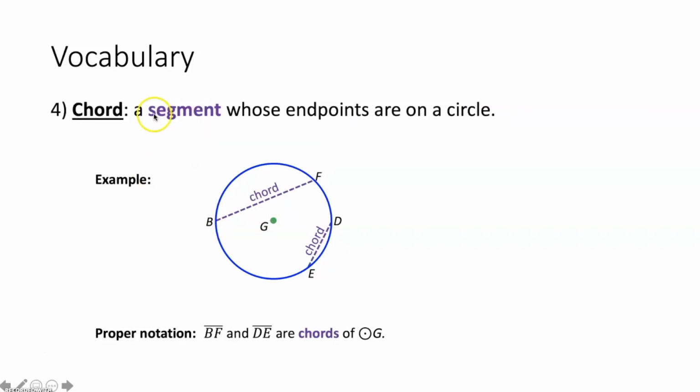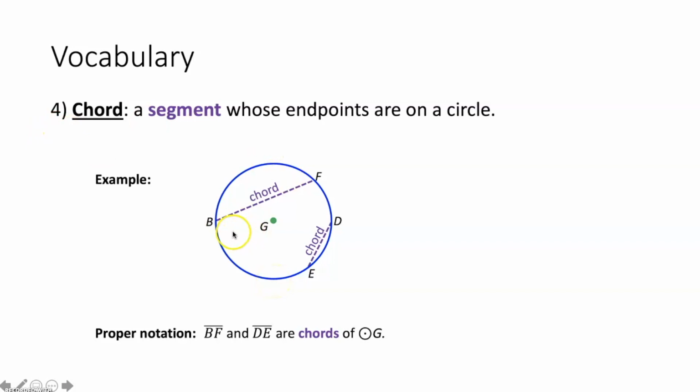Next vocabulary term is a chord. That would be a segment whose endpoints are on the circle. So in our example down here, you could see that we have segment BF as a chord because both endpoints, point B and point F, are on the circle. Same thing with segment ED or DE. That would be considered a chord because both endpoints, point D and point E, lie on the circle.